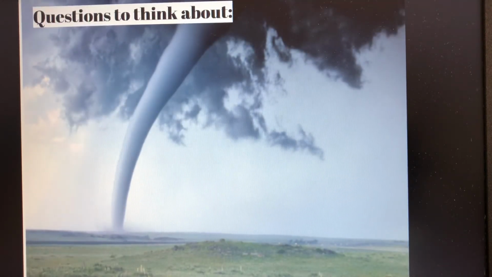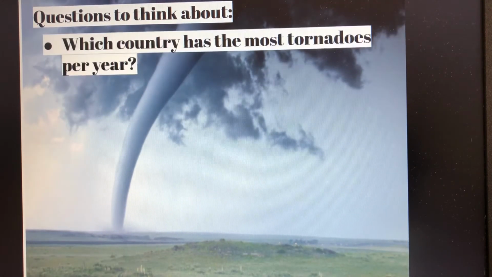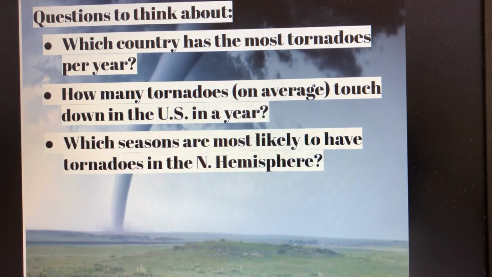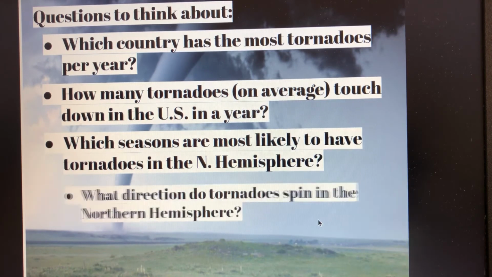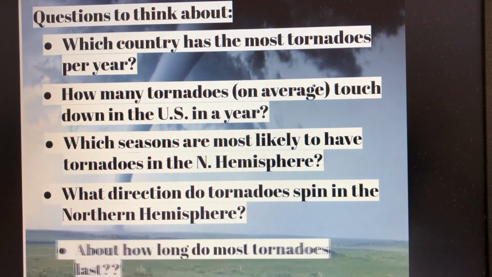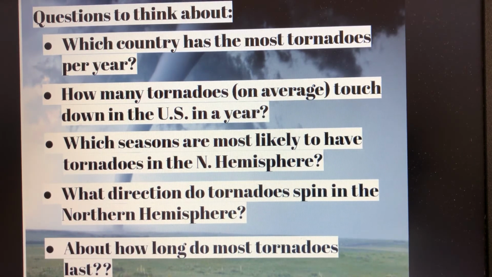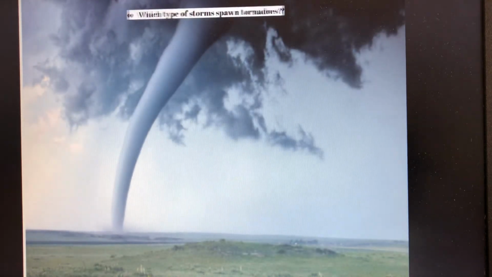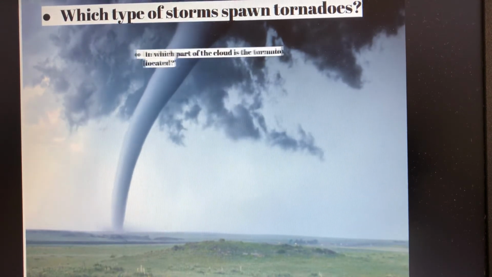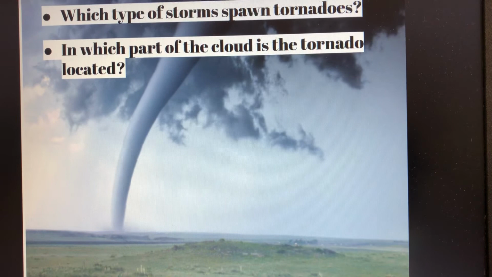So here are some questions to think about. Which country has the most tornadoes per year? How many tornadoes touch down in the U.S. in a year? Which seasons are most likely to have tornadoes in the Northern Hemisphere? What direction do tornadoes spin in the Northern Hemisphere? About how long do most tornadoes last? Which types of storms spawn tornadoes? Which part of the cloud is the tornado located?